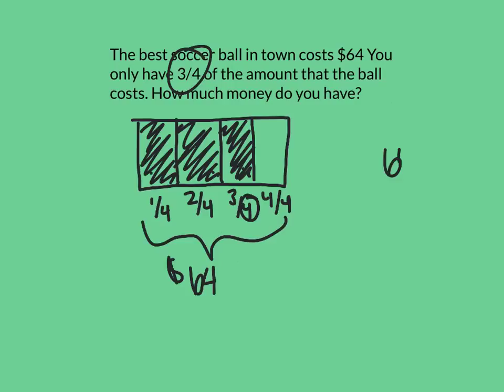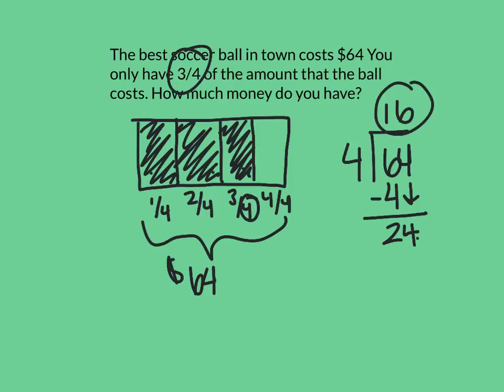So 64 divided by 4. 4 goes into 6 one time. 1 times 4 is 4. Subtract that, you get 2. And you got to bring down the 4 here. So 4 goes into 24 6 times. So that's our answer. But that is only 1/4 of the amount.